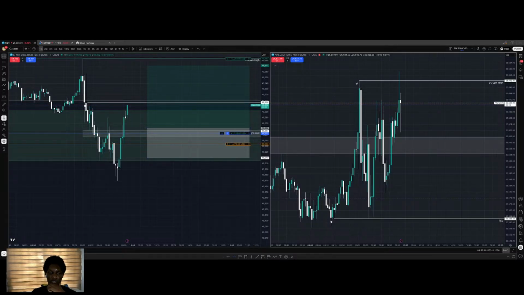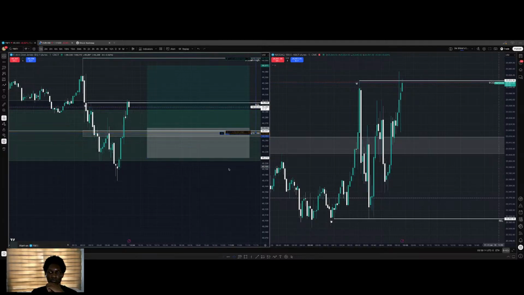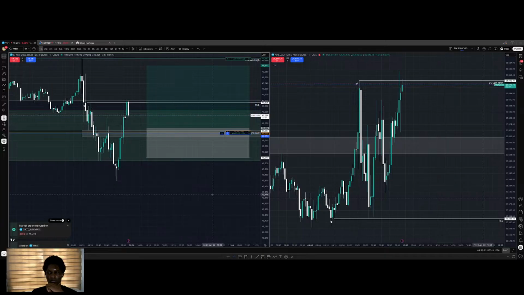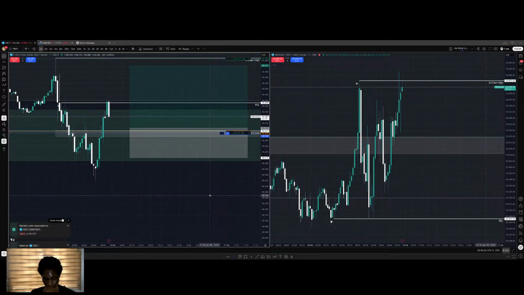So we're close. So I'm moving my stop to break even now. So I'm moving stop to break even. We're taking partials. We're gonna take two out. So we've got 2 minutes. We could get stopped out. Let's see.